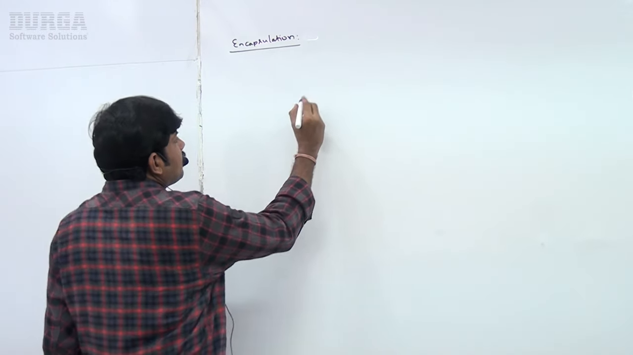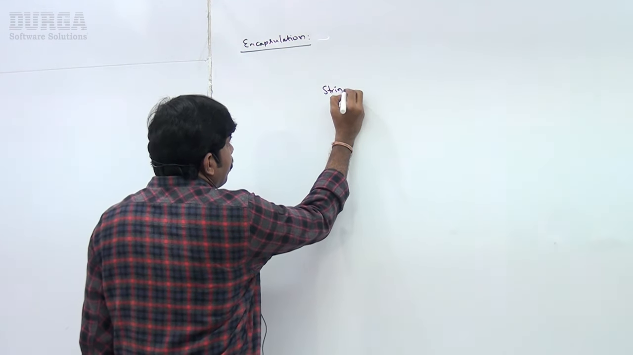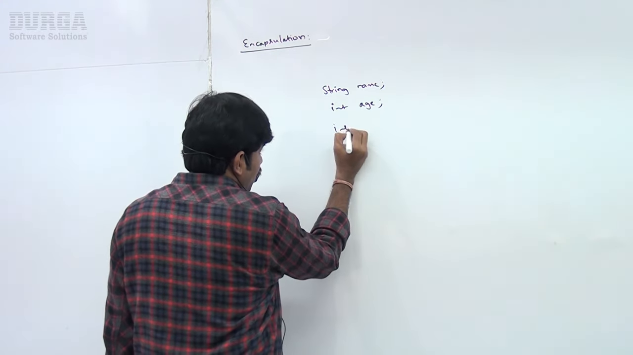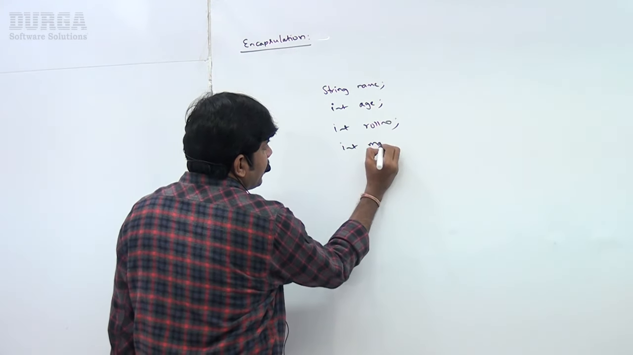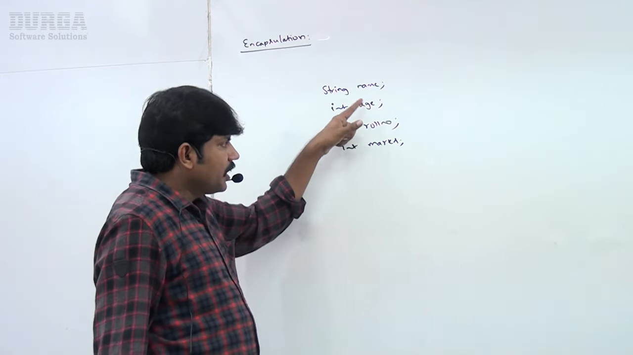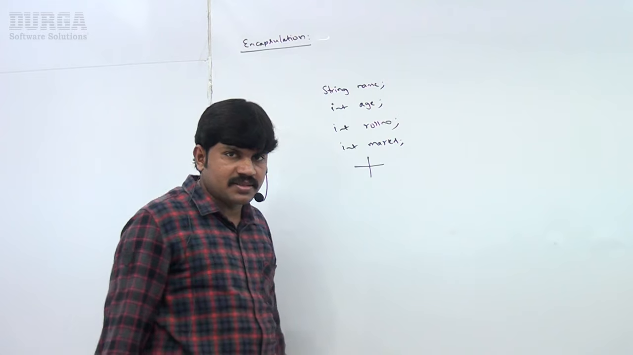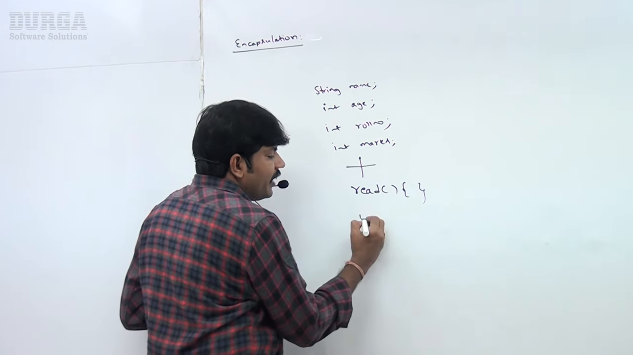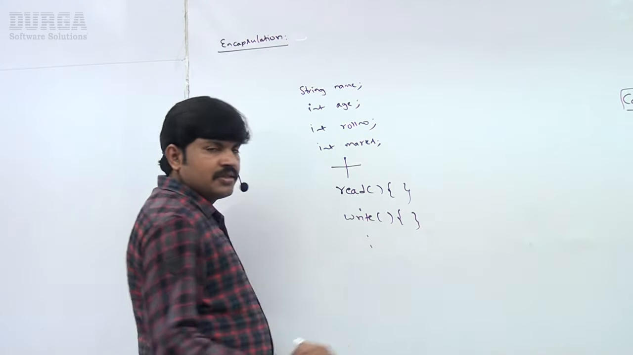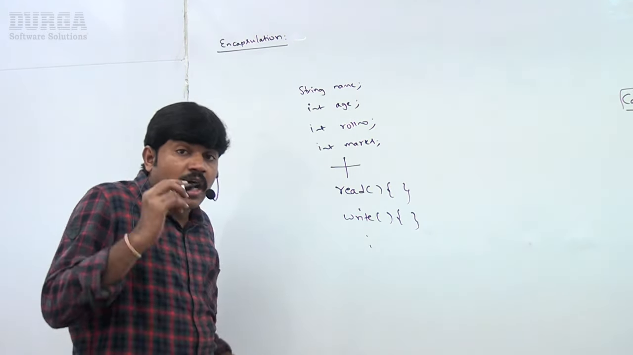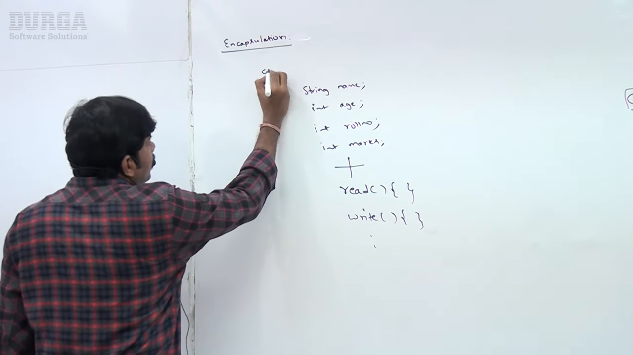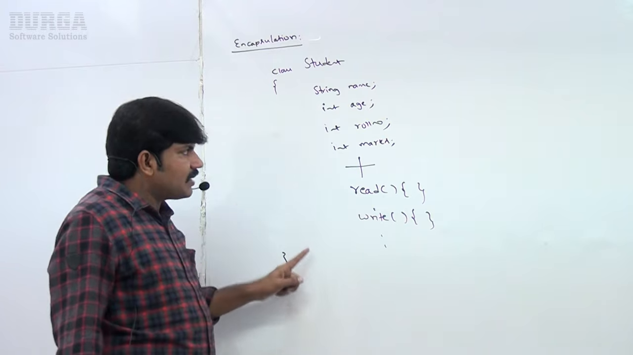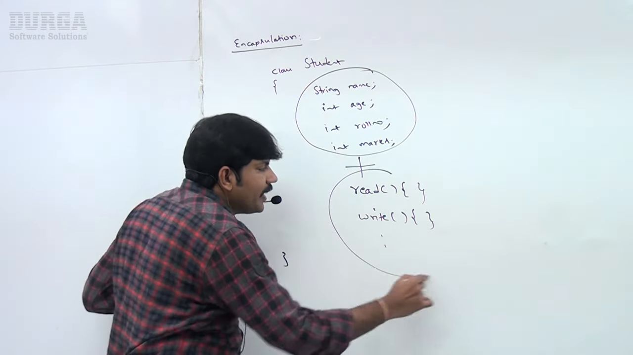Sir, the best example, here I'm taking: for every student, name will be required. For every student, age. Next, roll number, marks required. Name, age, roll number, marks are required. Plus, for every student, the corresponding methods: a read method is there, a write method is there. These total data and the methods, I want to group into a single unit. That unit itself is nothing but class Student. Are you getting? The Student class contains student-related data and student-related behavior.